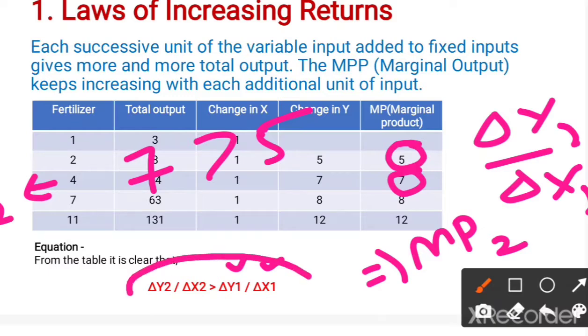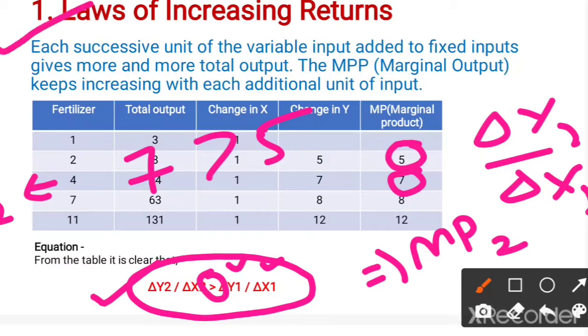If this case is there, it will be the law of increasing returns. What kind of questions may you get in your exam? In an MCQ they can give this mathematical expression, then in the options they will give law of increasing returns, law of decreasing returns, and law of constant returns. You have to check this symbol. If it is greater, it will be the law of increasing returns. And they can ask about the definition also. The definition is that after increasing the amount of variable inputs, your output will increase.